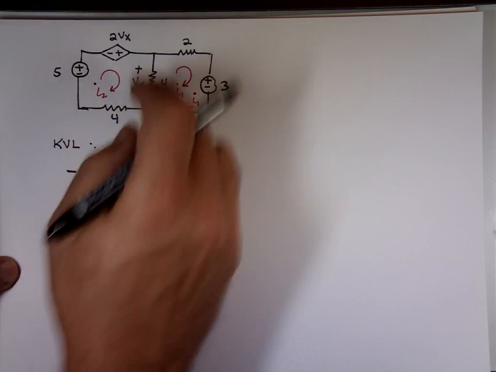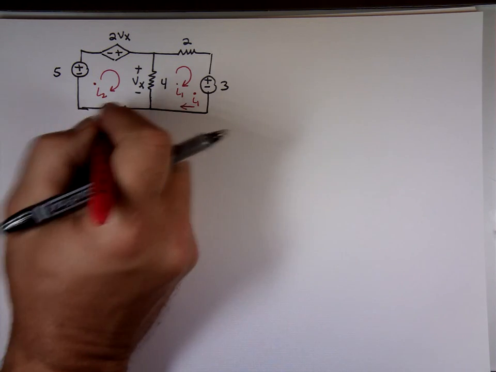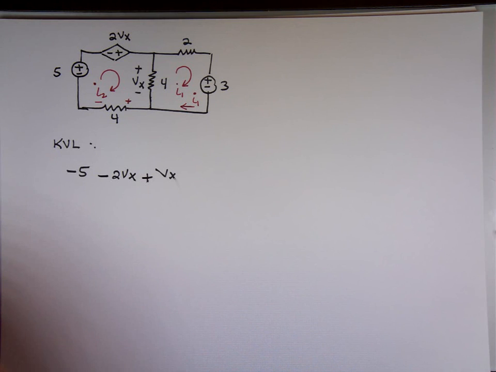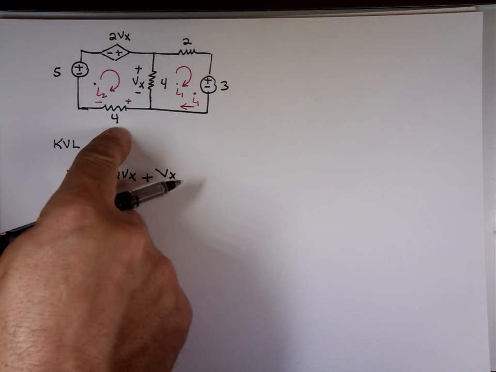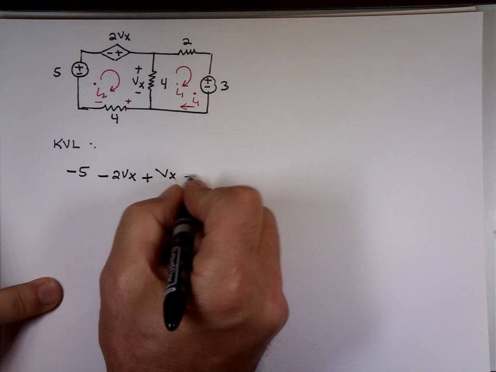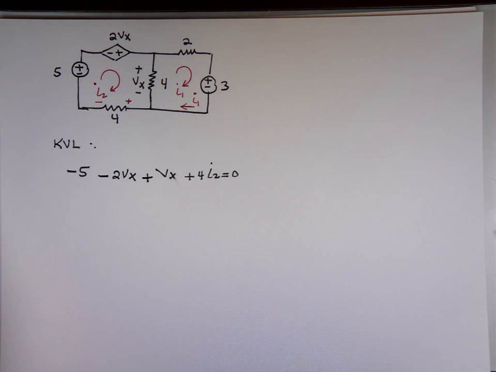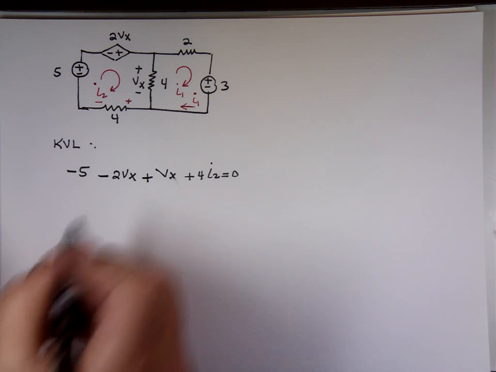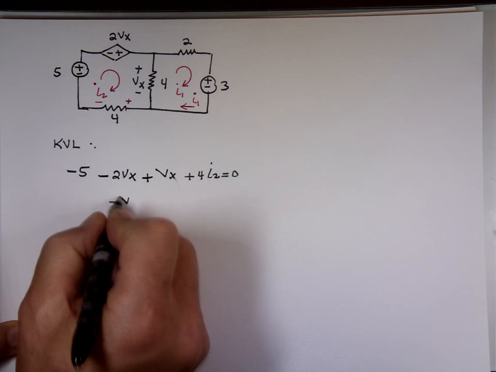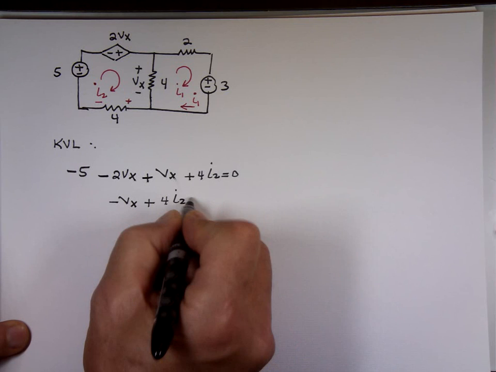And keep going. Since I define I sub 2 going this way, let me find out what this voltage is, plus to minus. Using Ohm's law, that voltage is going to be what? 4 times I sub 2. And if I clean that up, I'll have negative Vx plus 4 times I sub 2 is equal to 5.